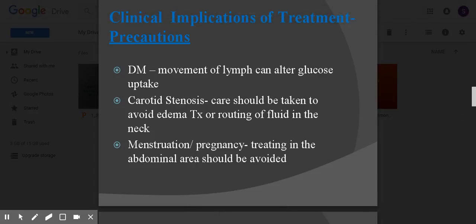So what are some other clinical implications for treatment related to precautions? Diabetes is certainly a thing that you want to be cautious of, because you're going to be moving lymph fluid around. You're going to alter the beat frequency of that lymphatic system. You're going to alter the uptake of glucose, and so if the patient is poorly managed in their blood sugar control, they can sometimes have complications related to some of the edema massage that is performed because of that metabolic factor.